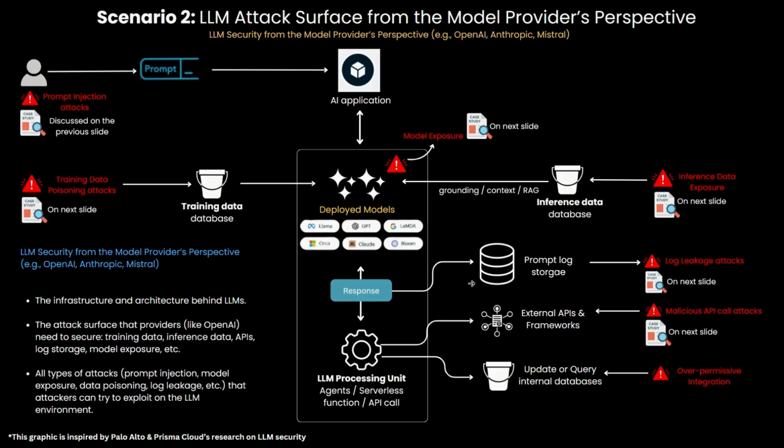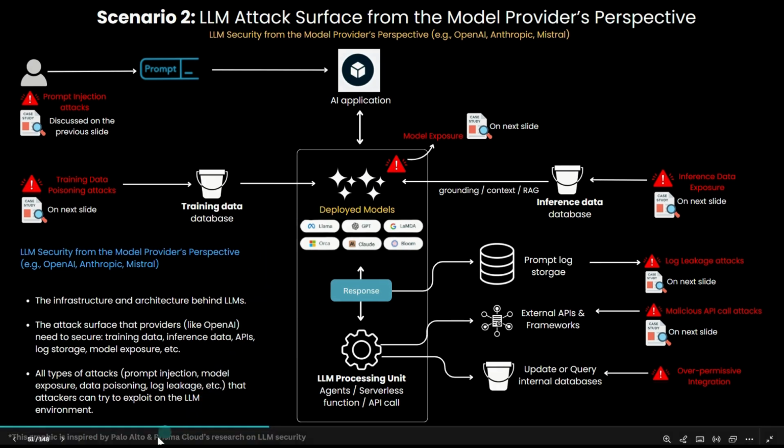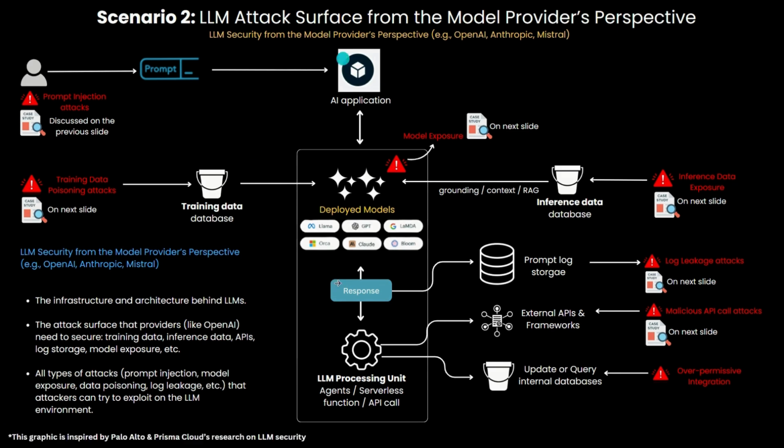In the next slides, we will unpack each of these threats one by one by looking at some real world case studies and seeing how they played out. I will also provide this graphic in the resource section of this lecture so that you can save it as a reference point. I have used some of the research documents from Palo Alto and Prisma Cloud's research on LLM security, and after referring to those, I have come up with this mapping of the LLM attack surface. You can download it and keep it with you for future reference. Alright, that's all in this slide.